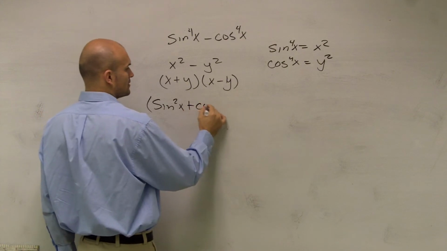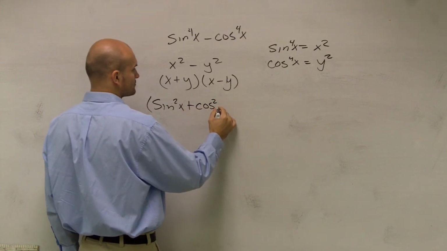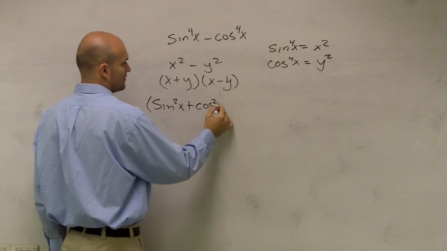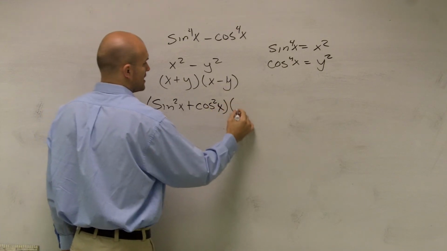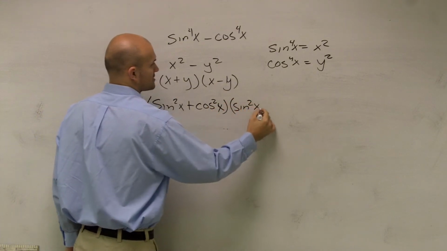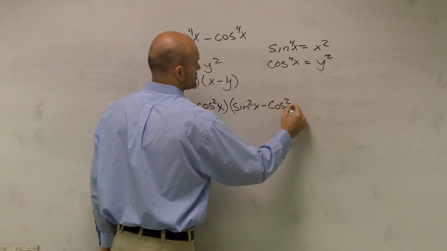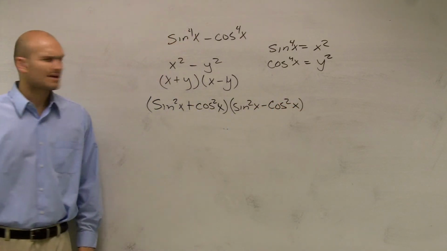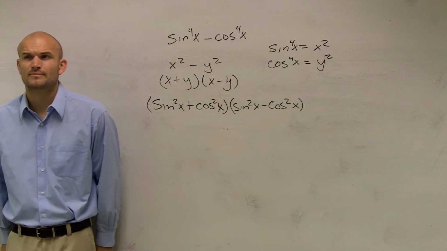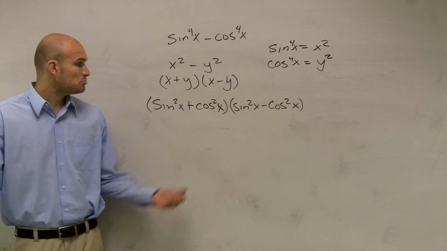Sine squared plus cosine squared of x, right? Times sine squared of x minus cosine squared of x. Does that kind of make sense? Yes. Well, let's think about it.